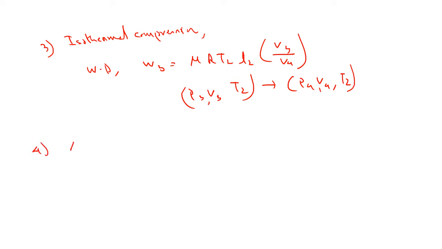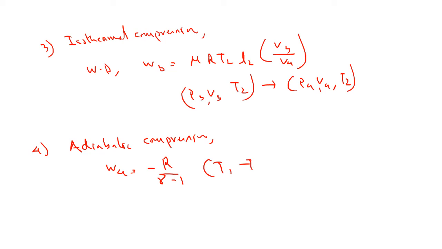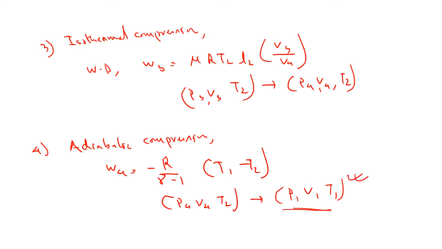And the step 4 is adiabatic compression. So work done we can write W4 equal to R by gamma minus 1 into T1 minus T2. So in that case it changes P4 V4 T2 and P1 V1 T1. You can see again we can come to the first step. So now I can write all the four work done formulas in this Carnot cycle.